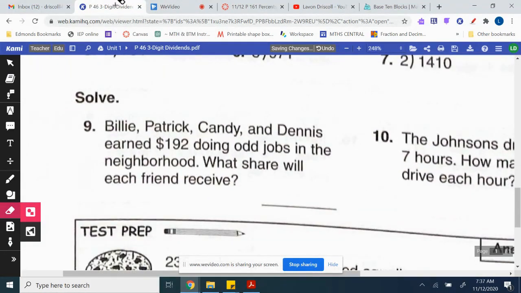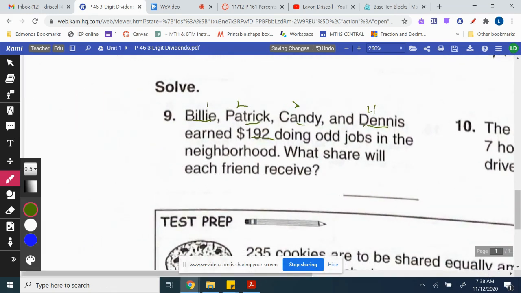So I have Billy, Patrick, Candy, and Dennis earned $192 doing odd jobs in the neighborhood. What share will each friend get? So I need to figure out how many friends I have. I have 1, 2, 3, 4 friends. So I'm going to set my problem up over here. They're sharing $192, and I have 4 friends.